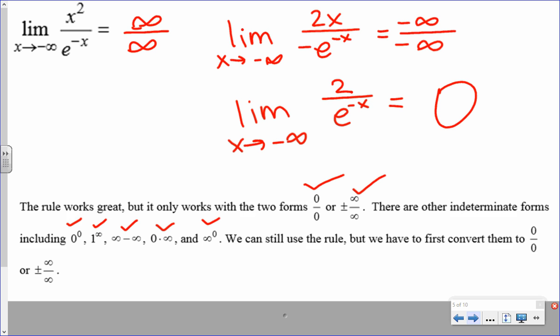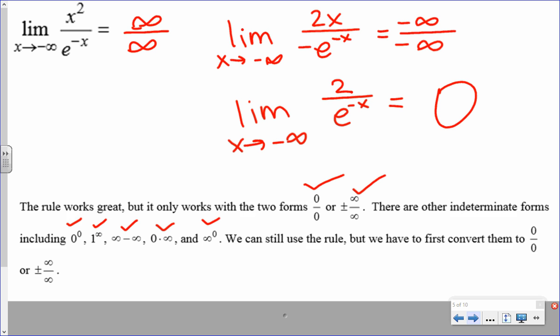1 to the infinity. Typically we say 1 to any power is 1, but we also say a number to infinity is infinity. So there are two different contradicting rules happening at once. Infinity minus infinity, why is that indeterminate? Because infinities are neither bigger nor smaller. Some infinities could be bigger than other infinities, but we have no way to tell that.